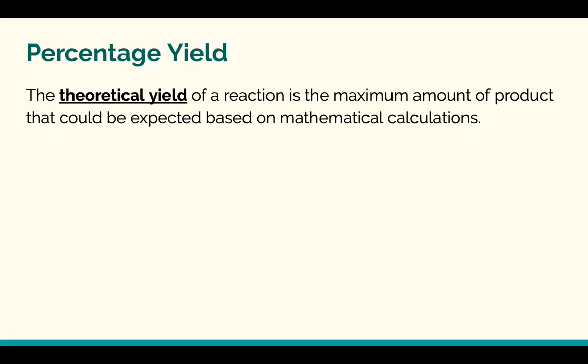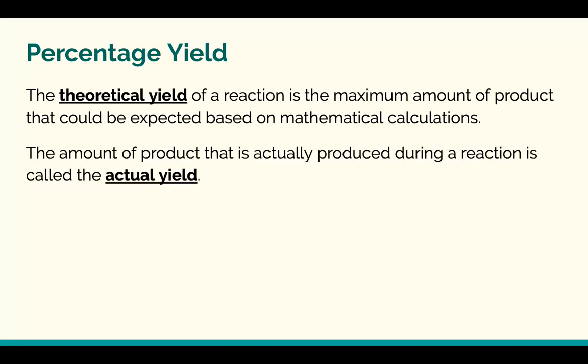So far in our calculations, we have been determining what's called a theoretical yield. That's the maximum amount of product that you could expect based on your stoichiometry calculations. But when you actually do the reaction, you probably are going to get less than that. And the amount of product that you actually get is called the actual yield.